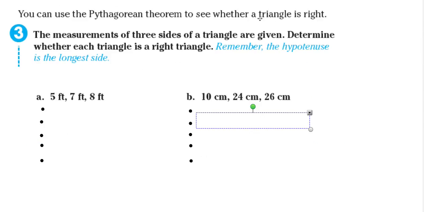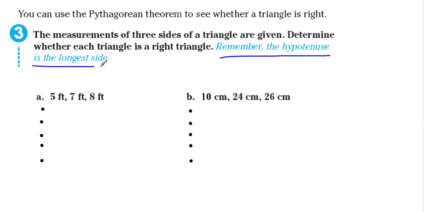And let's look at example number 3. You can use the Pythagorean theorem to see whether a triangle is right. The measurements of 3 sides of a triangle are given. Determine whether each triangle is a right triangle. And this is a good hint that the hypotenuse is always the longest side of our right triangle. That means the hypotenuse is always our C.